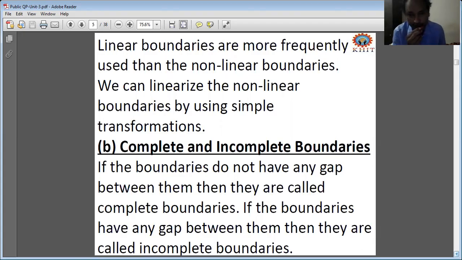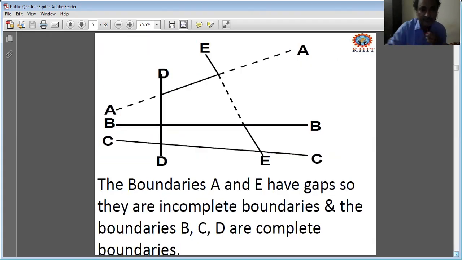Second one, complete and incomplete boundaries. If the boundaries do not have any gap between them, then they are called complete boundaries. If the boundaries have any gap between them, then they are called incomplete boundaries. Here, if the gap is there, then it is called incomplete boundaries. If there is no gap, then it is called a complete boundary. So the boundaries A and E both have gaps, so they are called incomplete boundaries. And the boundaries B, C, D have no gaps, so they are called complete boundaries.